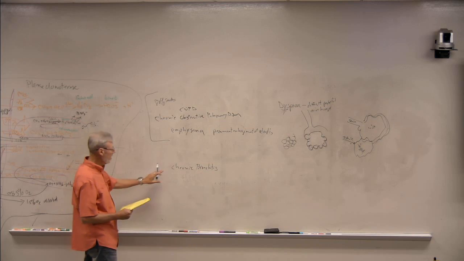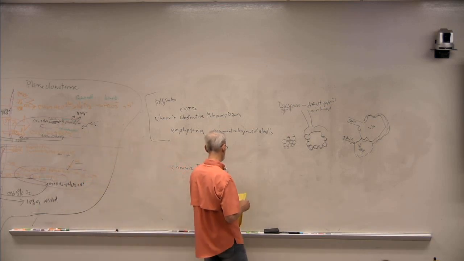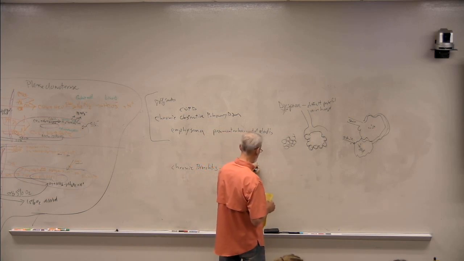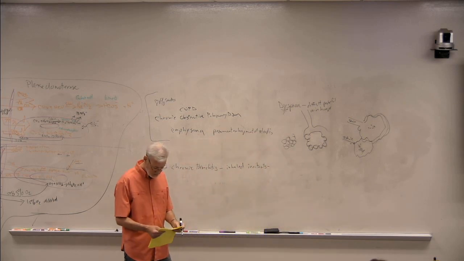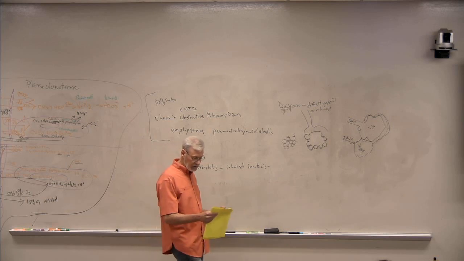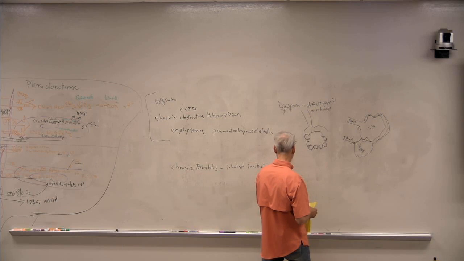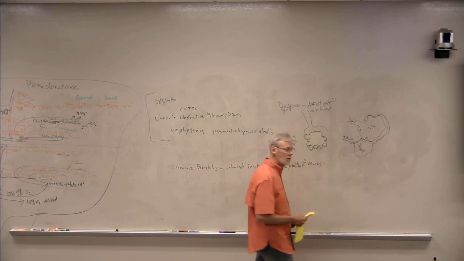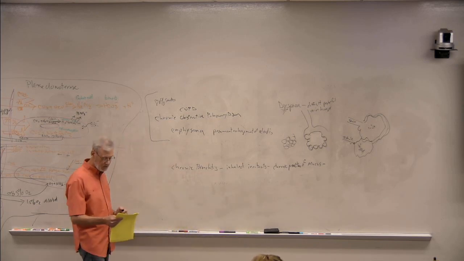Now let's talk a little bit about chronic bronchitis, okay? Chronic bronchitis. Many times that is caused by inhaled irritants, right? Inhaled irritants. We get chronic production of mucus, right? Chronic production of mucus. We get inflammatory fibrosis.